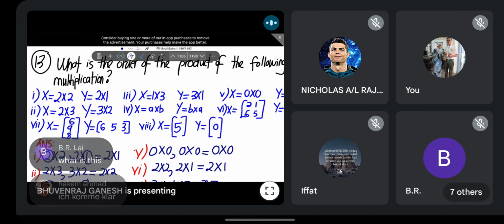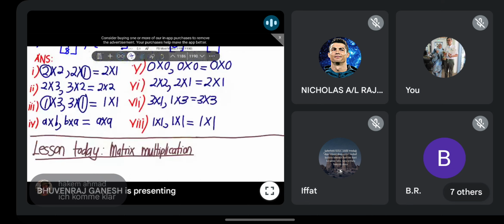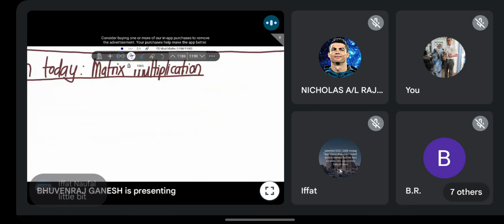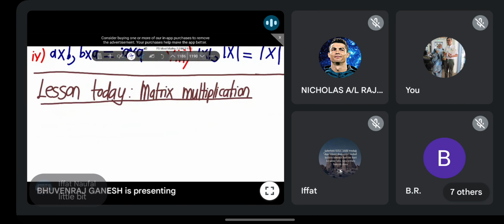So now we enter today's lesson. Okay, I don't understand. Please type in English. Okay, so now we will learn matrix multiplication. Okay, never mind. Now we learn in depth about this chapter. So basically all of those you learned just now is your basic. Okay, so now we enter the proper part.